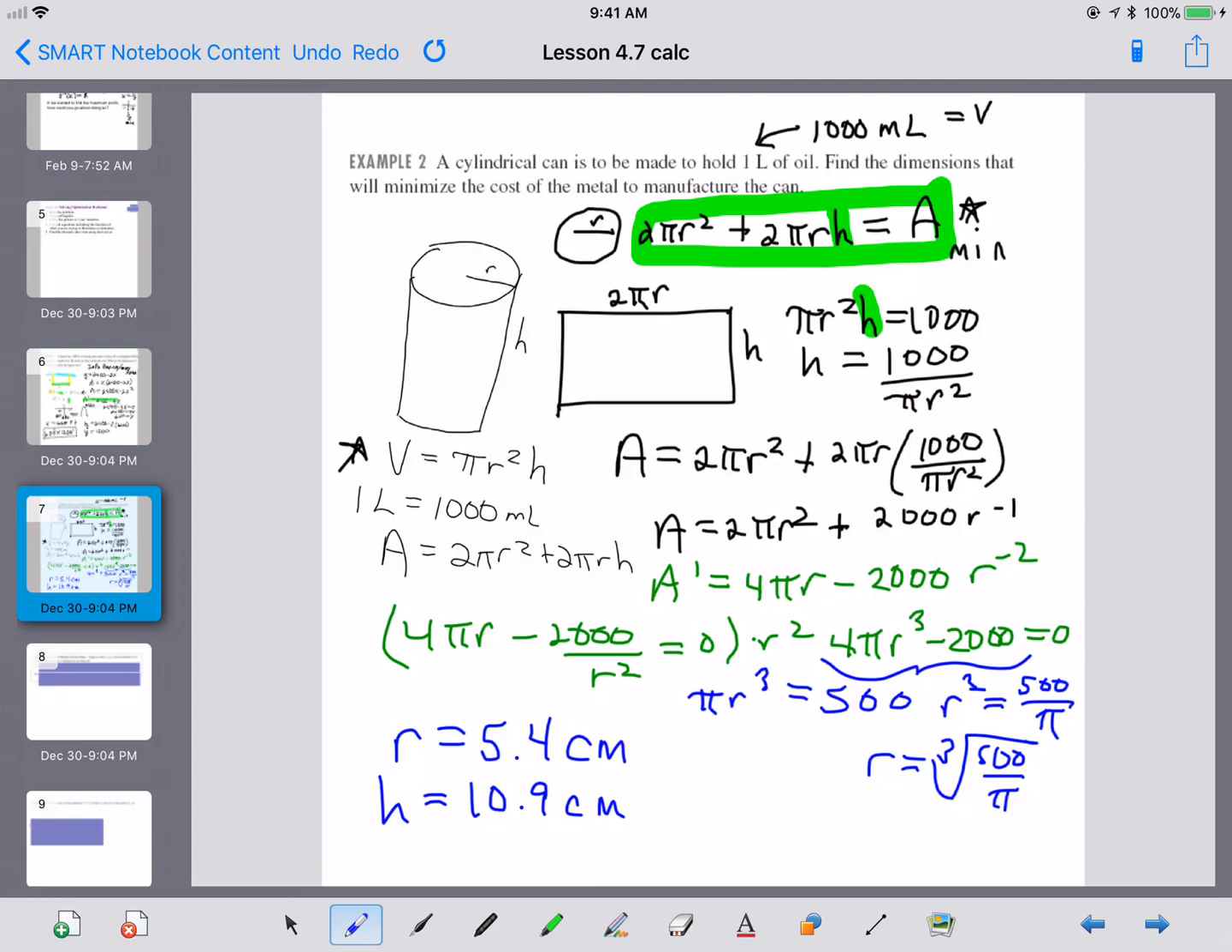So you'd want the top to have a radius around 5.4 centimeters. You would want the height, and the height, I just used this equation right here. I stuck the r value of 5.4 into that equation, and I found that the height should be approximately 10.9 centimeters. So there's two examples that let you see how a minimum or maximum work.